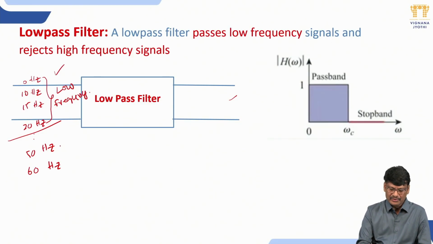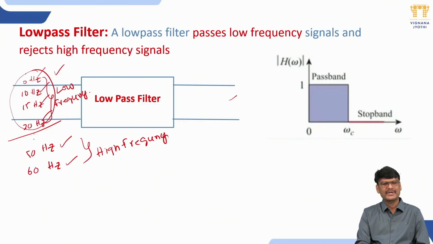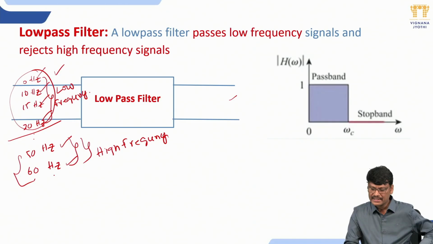Coming to 50 hertz and 60 hertz, I am considering these as high frequency signals. As per the definition, the low pass filter will pass only low frequency signals. On the input side, these are low frequency signals, and the filter allows only the low frequency signals and does not pass, attenuates or rejects the high frequency signals.